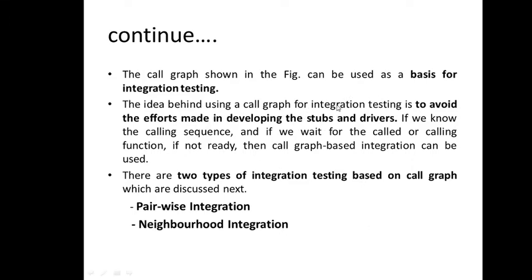We can reduce the effort because we are not supposed to develop these stubs and drivers directly. A call graph can be used for identifying the test sessions. Now how is it identified? There are two methods of call graph based integration testing. The first one is pairwise integration and the second is neighborhood integration.